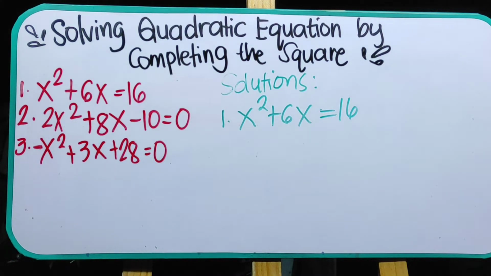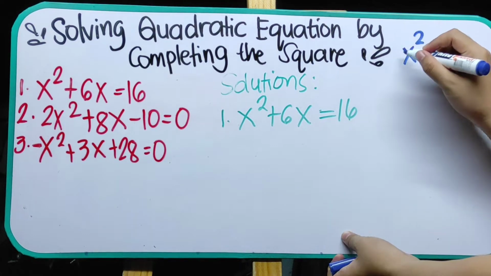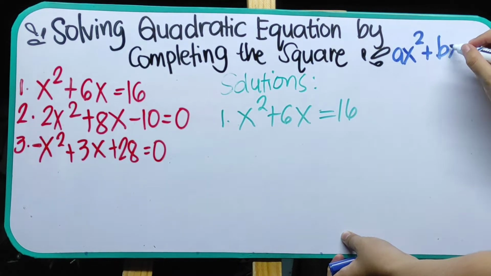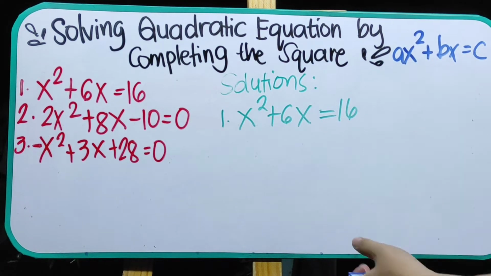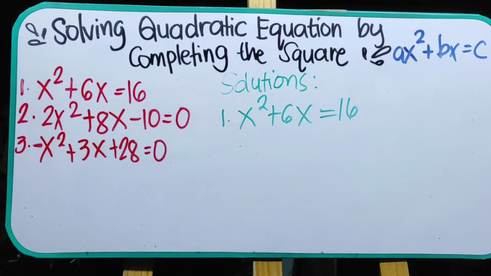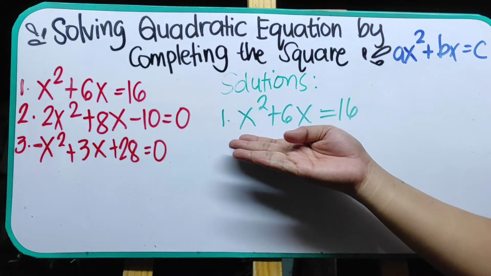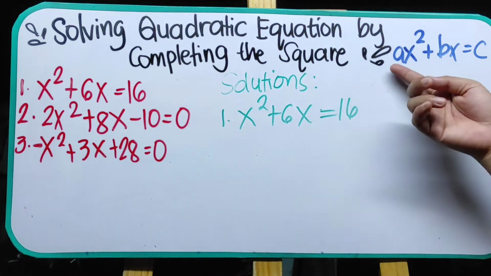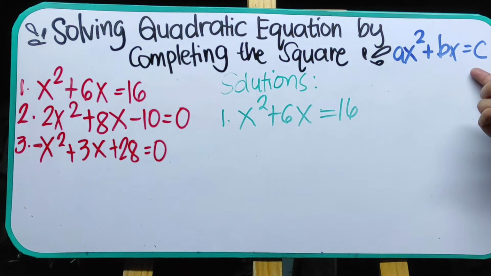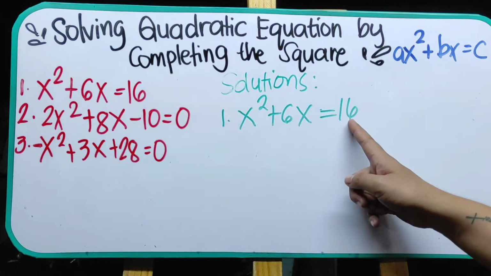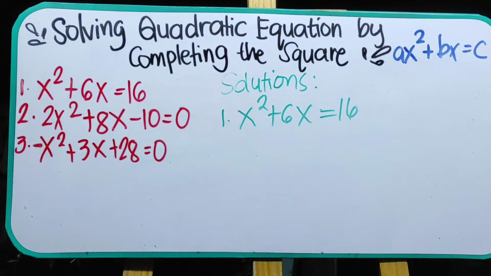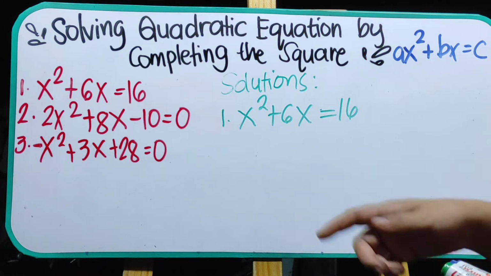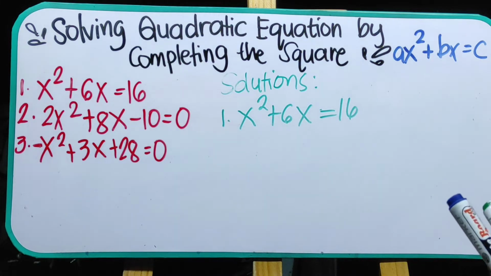Okay. So, the first step is to rewrite the quadratic equation in the form ax squared plus bx equals c. As you can see, example number 1 is already written in the form ax squared plus bx equals c, wherein a is 1, b is 6, and c is equal to 16. Now, ang gagawin natin dyan, we are going to copy ito. Sige, copy muna natin.